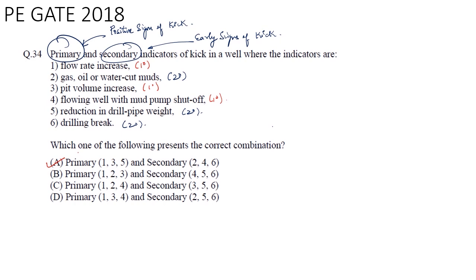This particular question was asked in GATE 2018. We need to find out the primary and secondary indicators of kick in a well. Now we need to take into consideration that primary indicators mean positive signs and secondary indicators mean early signs.